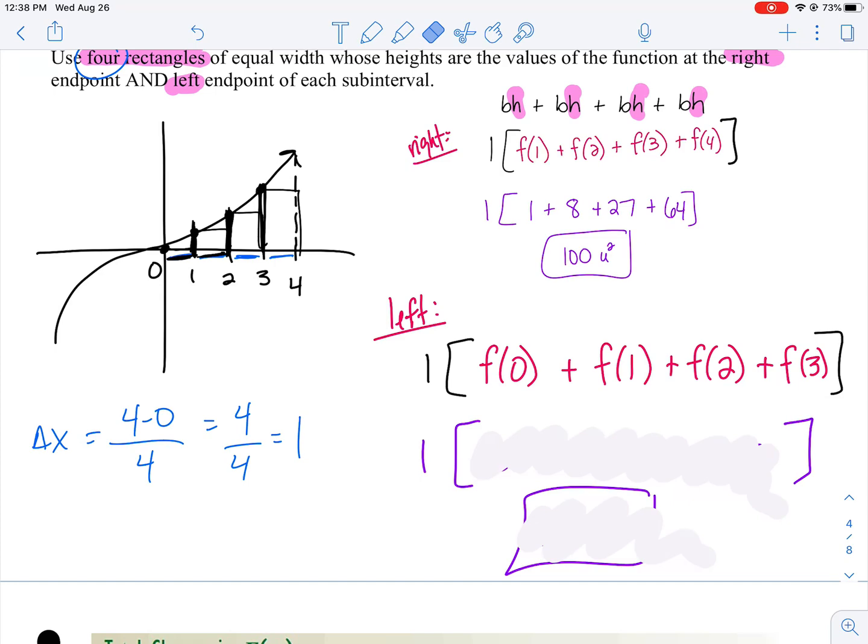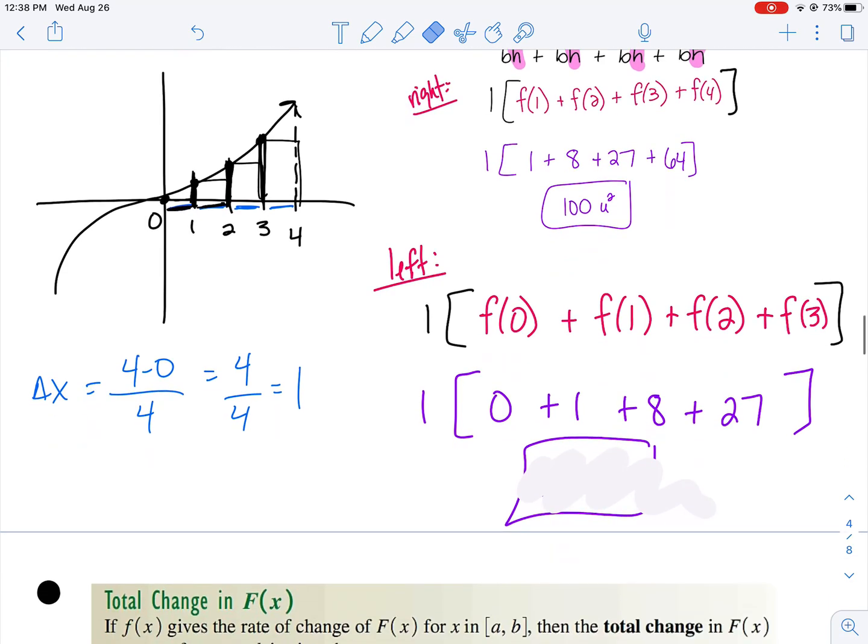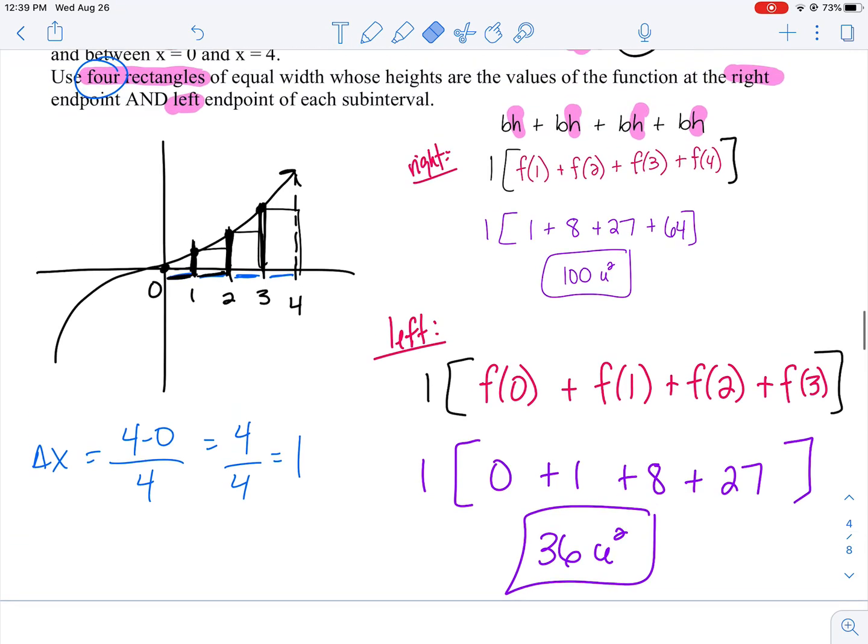I'm going to find the y values by plugging in 0 into my function. Remember, your function was an x cubed graph. So 0 cubed is 0, 1 cubed is 1, 2 cubed is 8, and 3 cubed is 27. I can add all of those together and multiply it by my base, which was 1, and I end up getting 36 units squared. Remember, that was an underestimate because my rectangles were below. The 100 was an overestimate. My rectangles were too high.